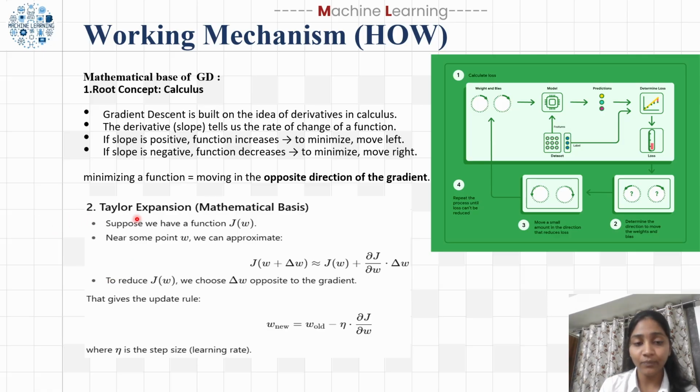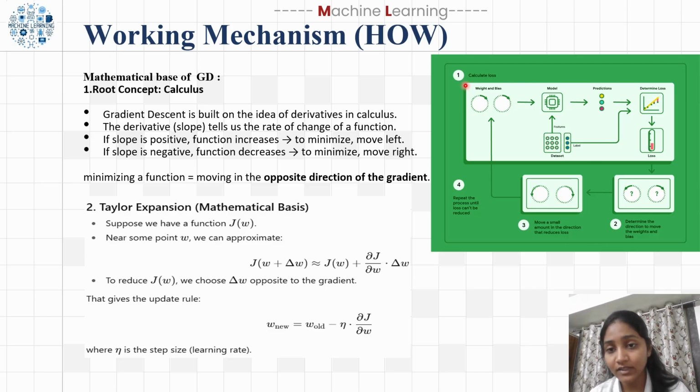So here the first is calculus. Then the second one is Taylor expansion, the Taylor series. You have often heard about the Taylor series in your linear algebra classes. There we have this formula of updating weights, and we are using the same formula for our gradient descent for our updated weights. Here you can see how it goes, and in this figure you can see the steps.